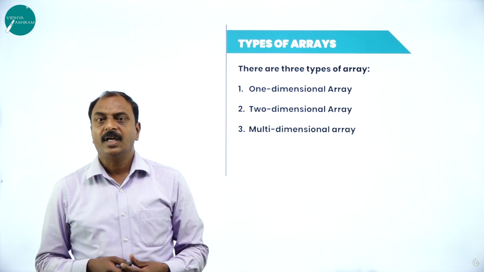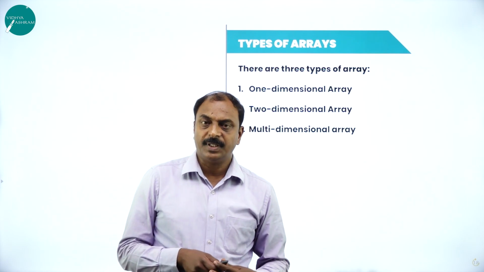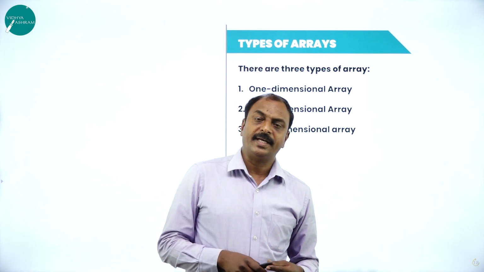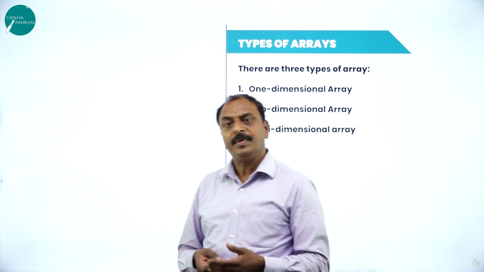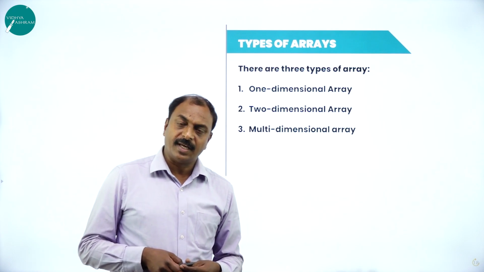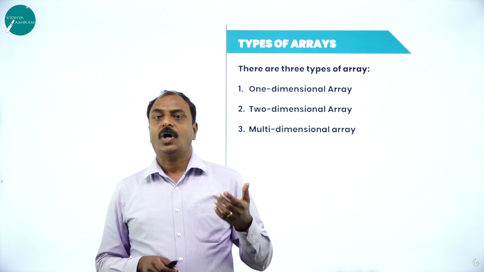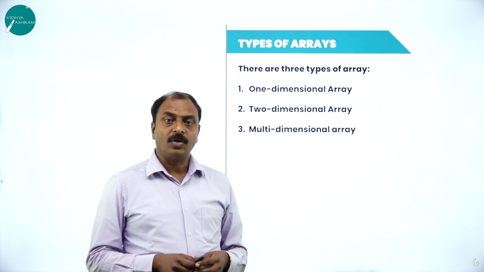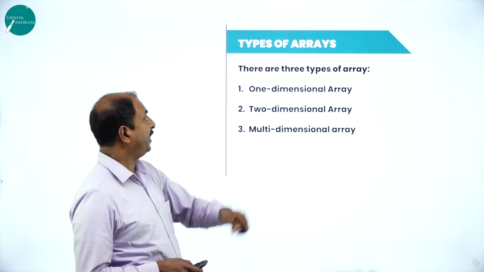The meaning is all the elements are of one data type. For example, an integer array is nothing but all the elements or data items are of data type integer. If it is a character array, then all the data items in an array will be of the data type character. So that is the meaning of a homogeneous group of elements, that is an array.